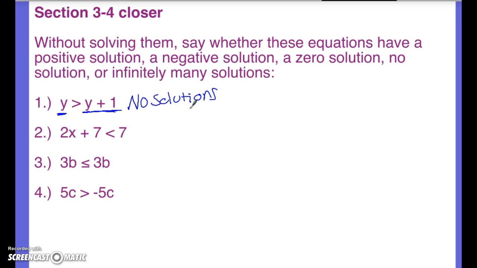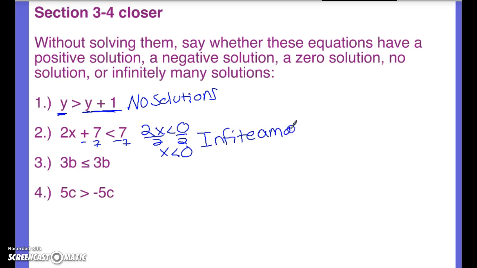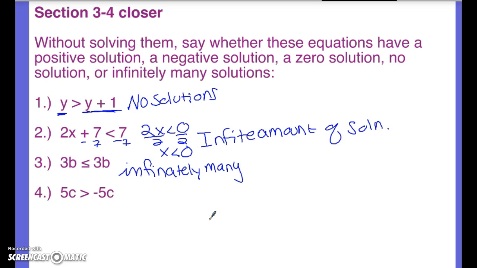This one here, I just went ahead and solved it. Subtract 7, subtract 7. So you get 2x is less than 0. Divide by 2, divide by 2, you get x is less than 0. That would be an infinite amount of solutions. The next one, 3b is less than or equal to 3b. Well, that's true. So there would be infinitely many solutions. And these solutions would be negative.